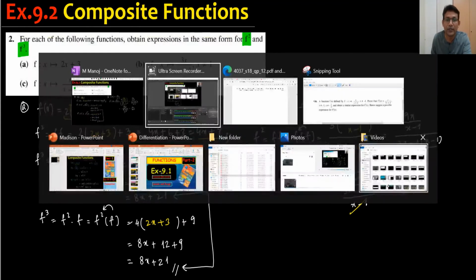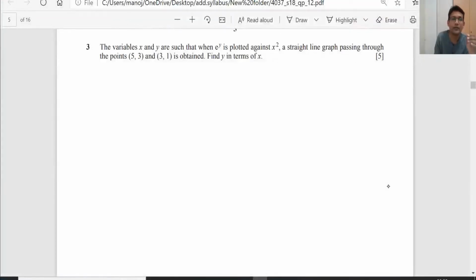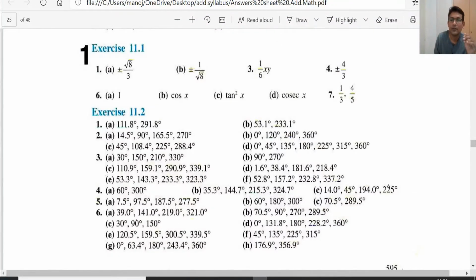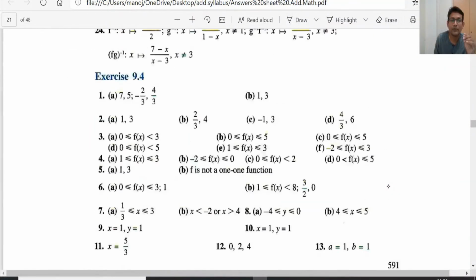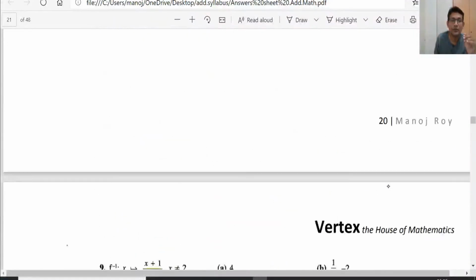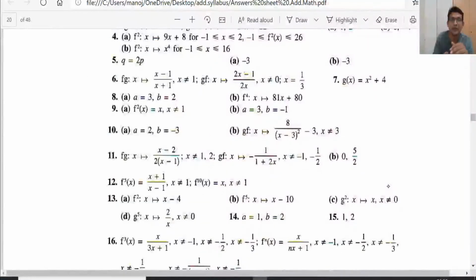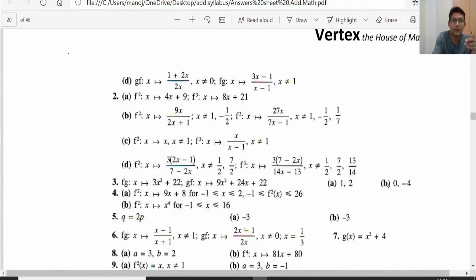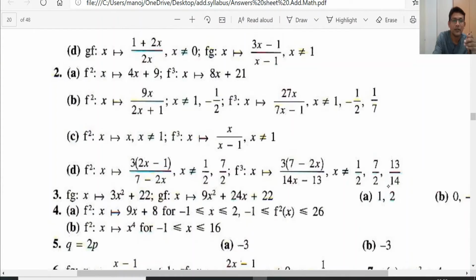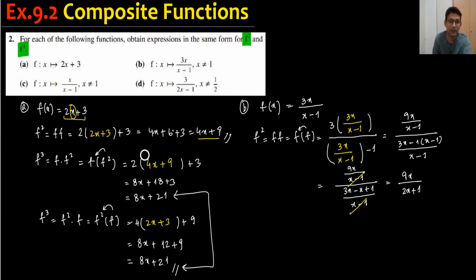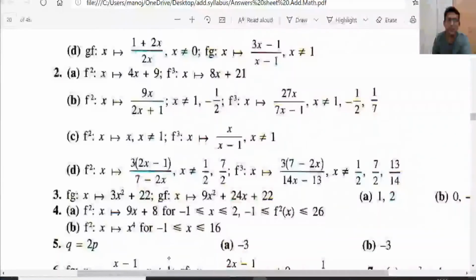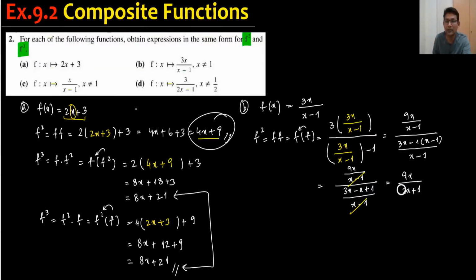So if we want to check the answer, we can check the answer of exercise 9.2, question number 2. The first part, we can see part A, 4x plus 9, 8x plus 21. So 4x plus 9 is here and 8x plus 21. Part B, when we move to part B, 9x upon 2x plus 1, 9x upon 2x plus 1, we have done.